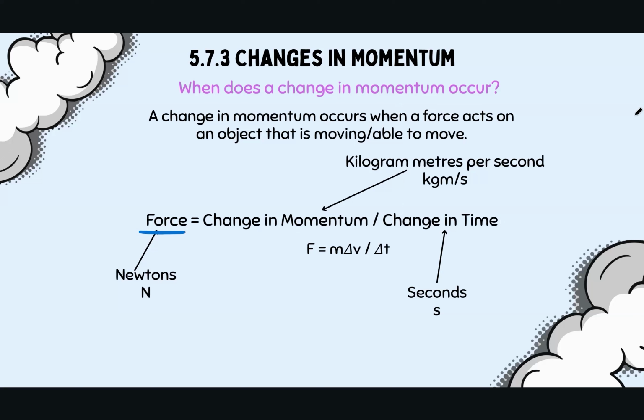So the way you could look at this is: change in momentum is momentum before and momentum after. So force equals momentum after minus momentum before. So momentum equals mass times velocity. That's the final velocity, take away from that mass times the initial velocity, and divide that by change in time.